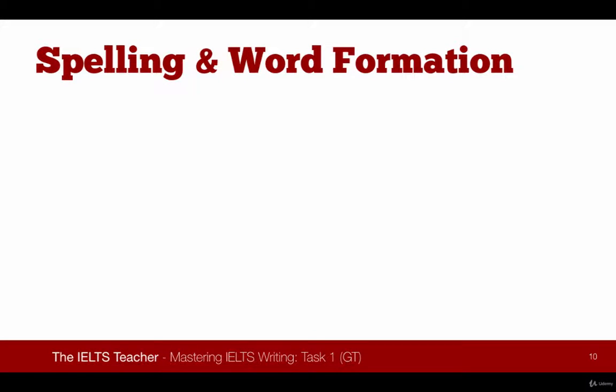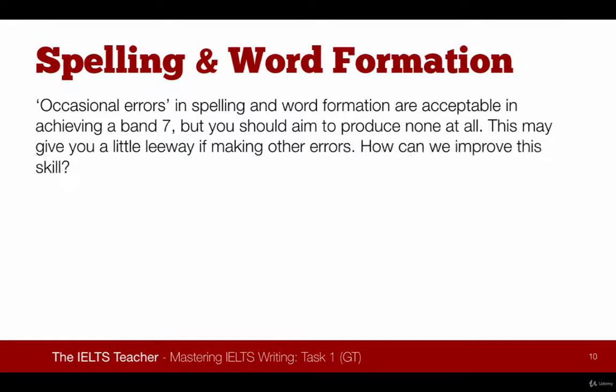A lot of people struggle with spelling and word formation, but do bear in mind that you can make occasional errors in these regards and still score a band 7. However, of course, we should aim to produce no errors at all. This may give you a little leeway if you make other errors, if you produce none at all. So how can we improve in this important skill?